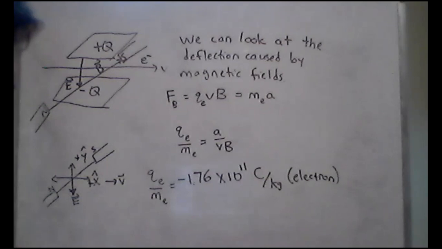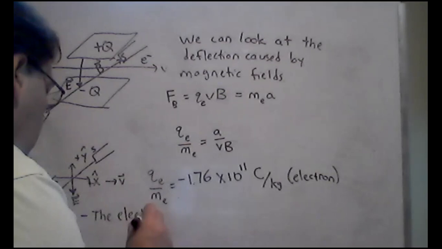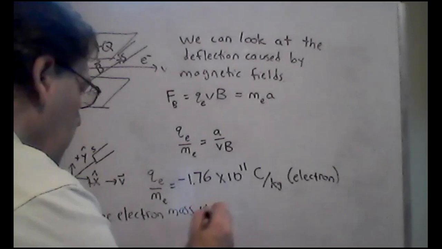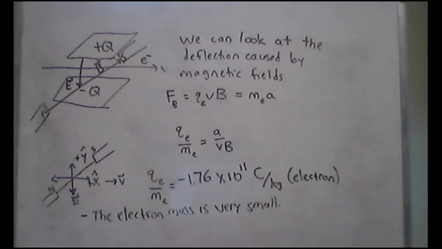So one of the things that this implied to Thompson was that whatever the electron mass is, the electron mass is very small, because this number is so big. So Thompson can look at this experiment and know that the electron mass is very, very small, given the charge to mass ratio of -1.76 times 10 to the 11th coulombs per kilogram.